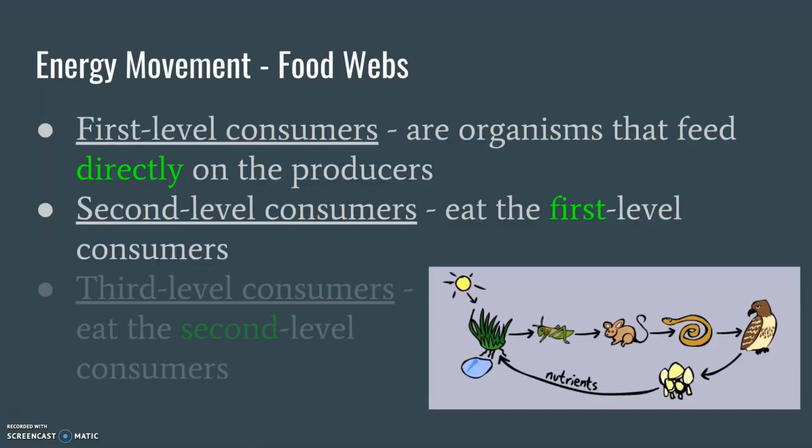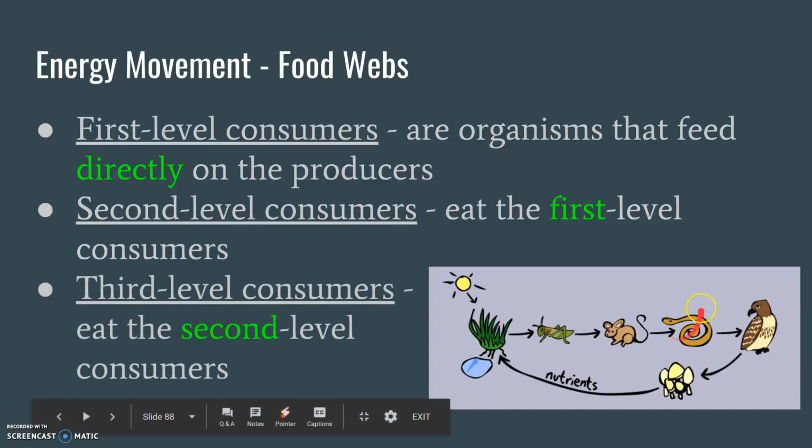Guess what's next? Third level. The third level consumer eats the second level consumer, or in my case, it is 3 steps away from the plant. So here's our snake. 1, 2, 3. Nice and easy. That snake is 3 steps away from plants. So the snake is still eating plants, but it takes 3 jumps to get there. 1, 2, 3.